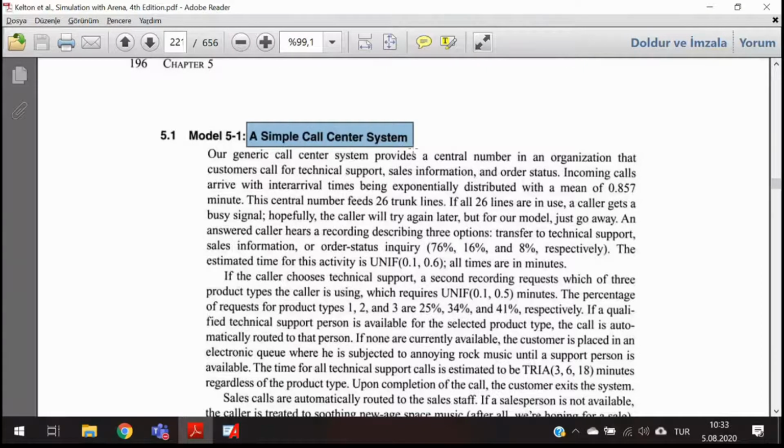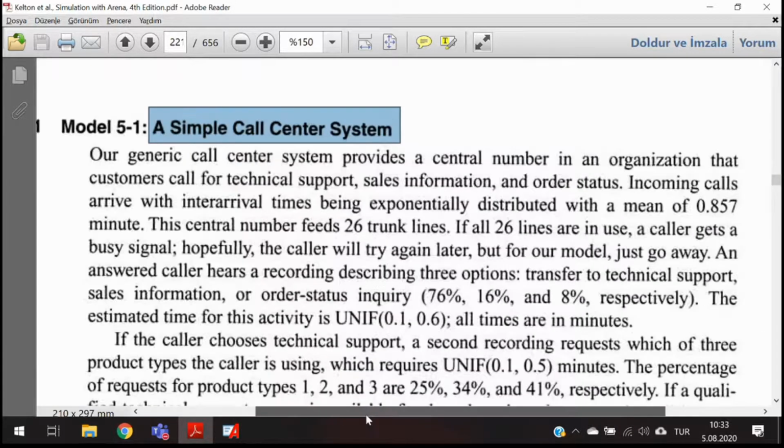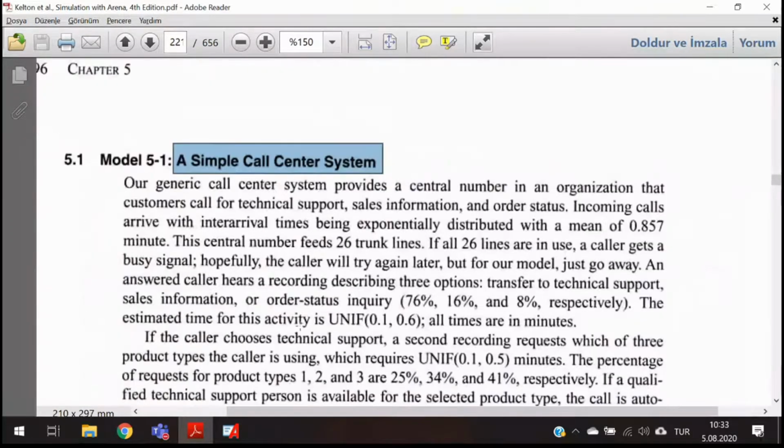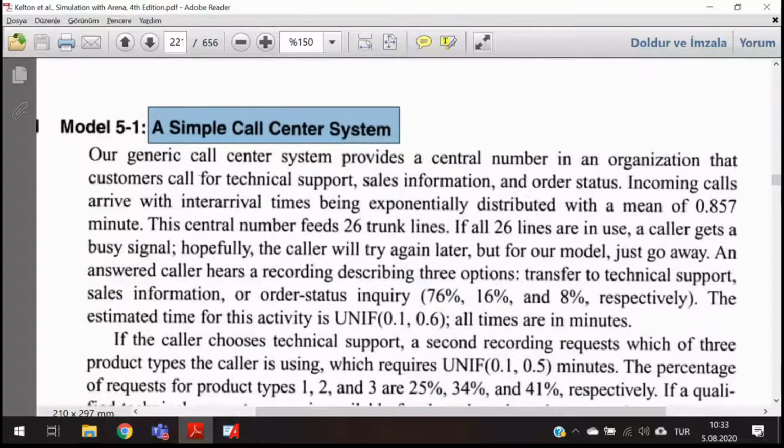When you are studying at home tomorrow, it is a good idea if you study this system. It's a simple call center system, and let's read the details and try to understand it as much as we can. Today we are just going to come up to a point in the modeling of this system, and tomorrow we are going to continue from the point where we have left. So let's read.